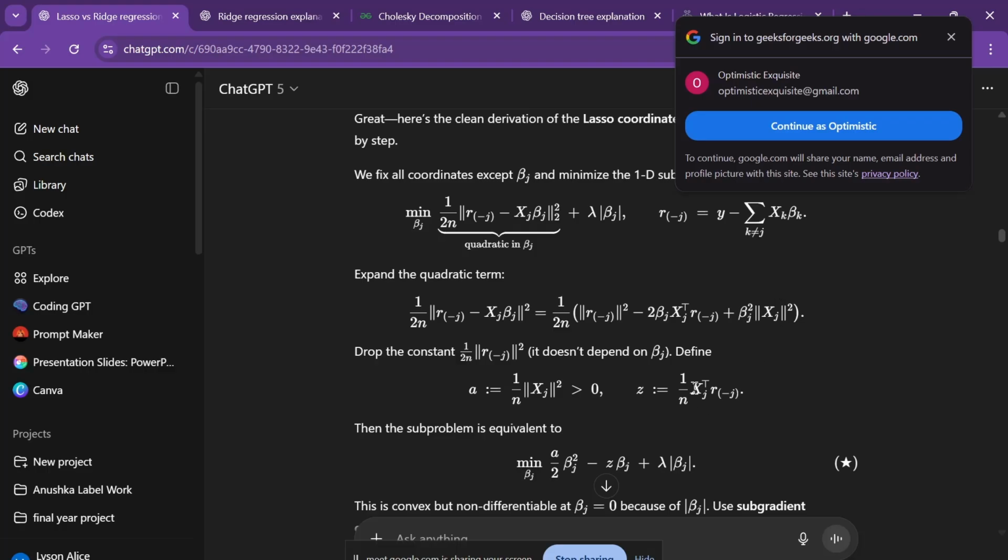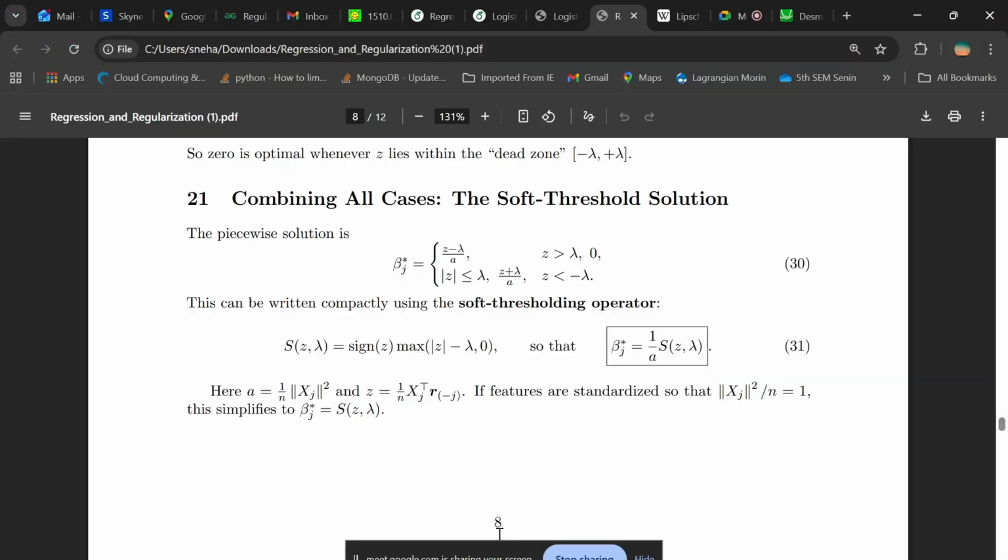In that case, x2 transpose r minus 2 is going to be almost 0. That means in such situations, z becomes almost 0. Like z becomes very small. And why did I tell you this? Because when the value of z is small enough, then what we are trying to do is set the weight for that parameter to 0.